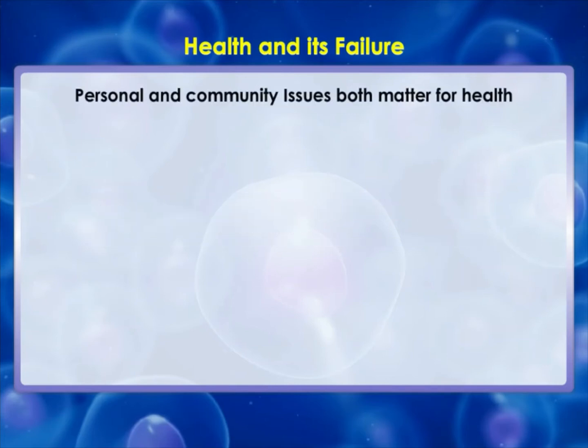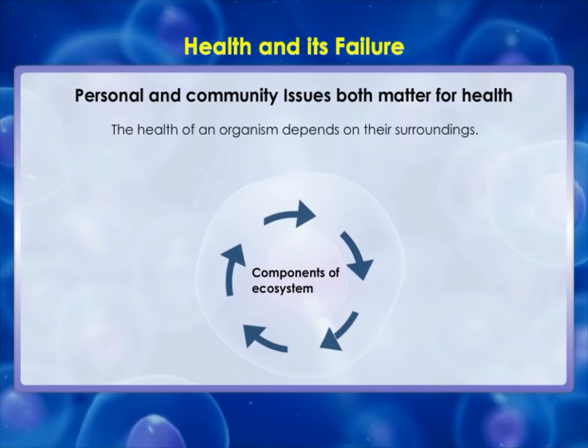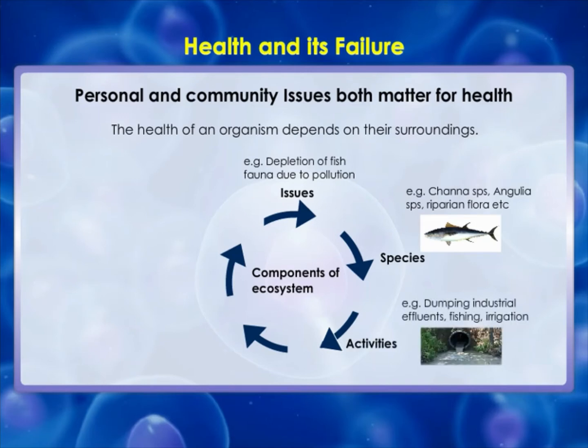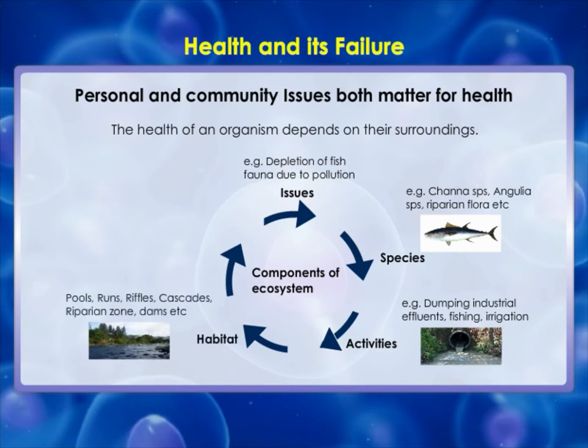Personal and community issues both matter for health. If health means a state of physical, mental, and social well-being, it cannot be something that each one of us can achieve entirely on our own. The health of all organisms will depend on their surroundings or their environment. The environment includes the physical environment. So, for example, health is at risk in a cyclone in many ways. But even more importantly, human beings live in societies. Our social environment, therefore, is an important factor in our individual health.